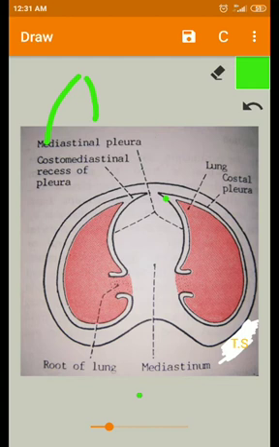Okay, and below the lungs, that is the base of the lungs, is covered by the diaphragmatic pleura, and the apex is covered by the cervical pleura, and the remaining part is costal pleura from anterior, lateral, and posterior.